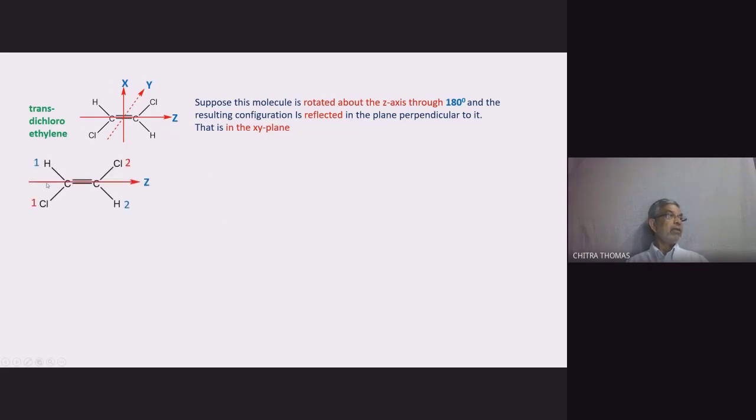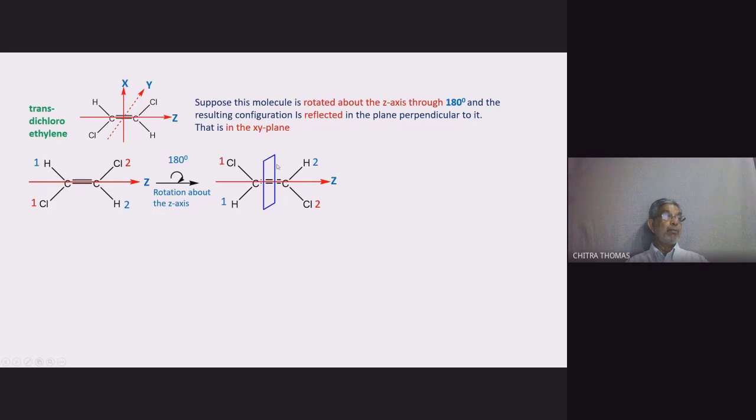Let me label the two hydrogen atoms as 1 and 2 with a blue color, and chlorine as 1 and 2 with a red color. When you rotate it through 180 degrees about this axis, these two will be interchanged: chlorine 1 and hydrogen 1 will be interchanged, and H2 and Cl2 will be interchanged. Hope we can visualize that rotation. This is the resulting configuration: H1, Cl1, H2 goes here, Cl2 goes here.